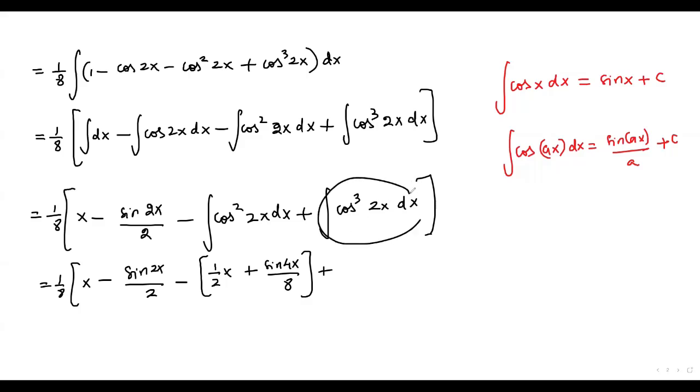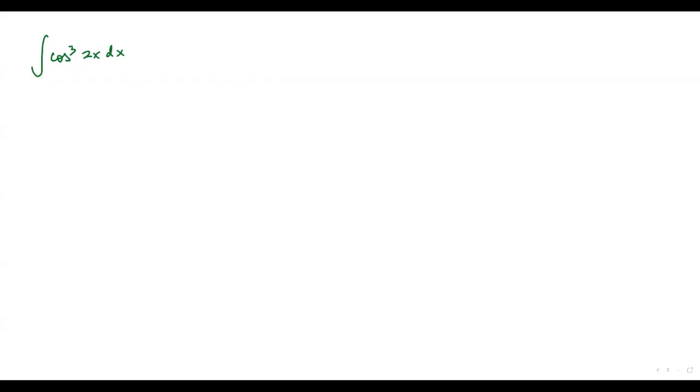Okay, now let's evaluate this integration separately. Okay, now let's evaluate this indefinite integral, that is cosine cube 2x dx. Okay, in my first step, what I'm going to do is write this cosine cube 2x as cosine square 2x times cosine 2x dx.